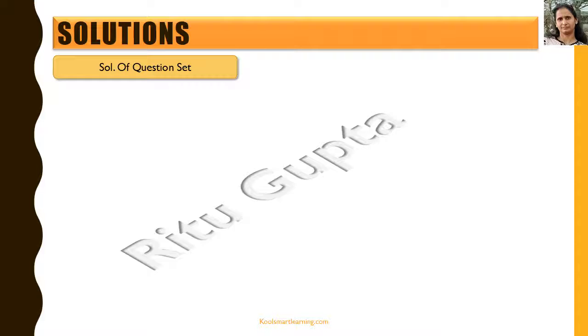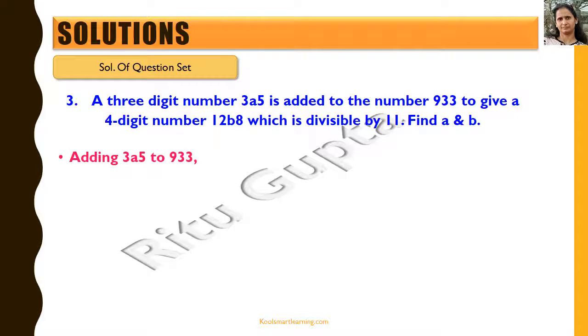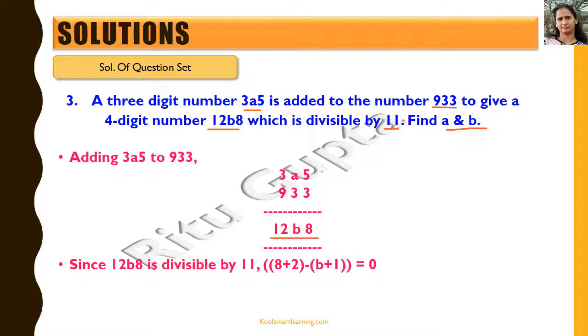Let's now look at the third question. A 3-digit number 3A5 is added to another number which is 933 to give a 4-digit number which is 12B8. Now this number is divisible by 11 and we need to find out A and B. So let's first add 3A5 to 933 and we get the result, which is 12B8.